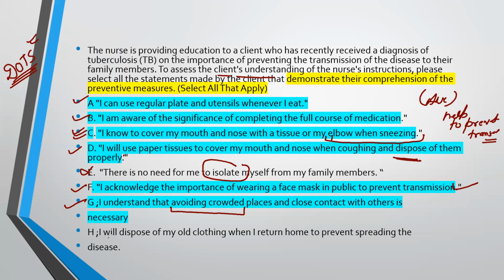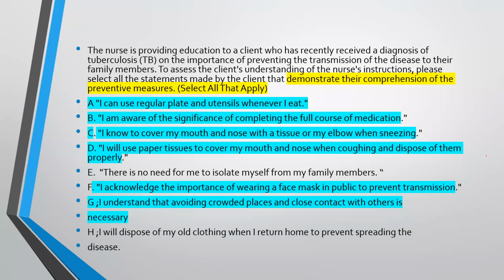Next option, I will dispose of my old clothing when I return home. So it is not the right option, because, as we know, old clothing is not a measure by which tuberculosis spreads. So here, these are the right options: A, B, C, D, F, and G. Hope you understand this question. Let's move towards the next question.